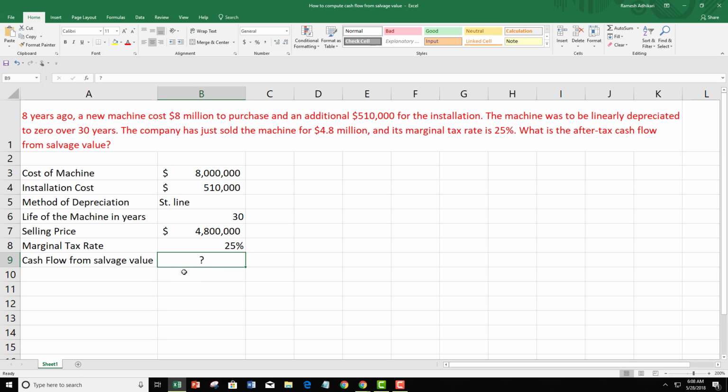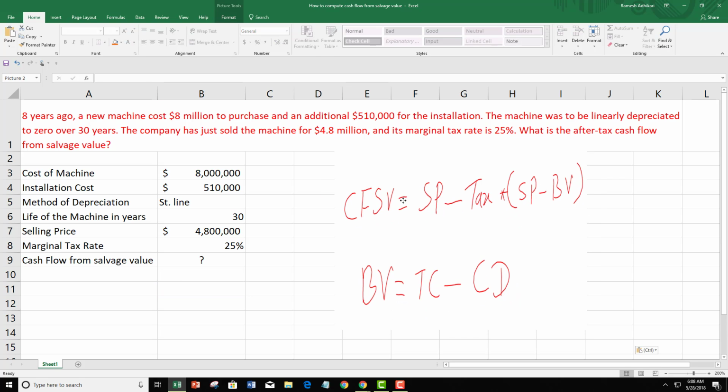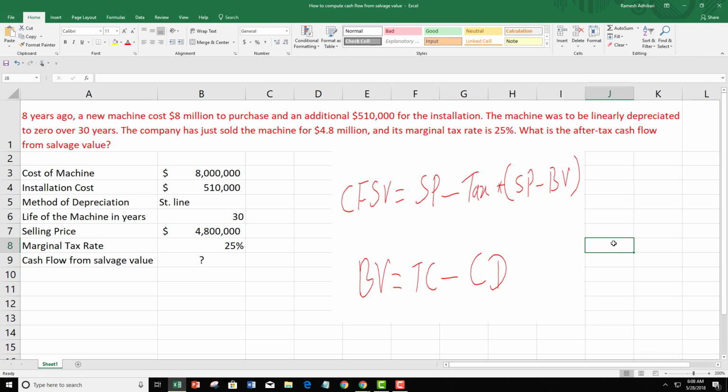So in order to know cash flow from salvage value, we must know how we compute cash flow from salvage value. And here's a formula that you can also find in my slide or in the textbook. This is how you compute the cash flow from salvage value. The cash flow from salvage value is always equal to selling price minus the tax rate times the selling price minus the book value. We have most of the information here, like selling price is given, tax rate is given, but book value is not given. Therefore, we need to compute the book value.